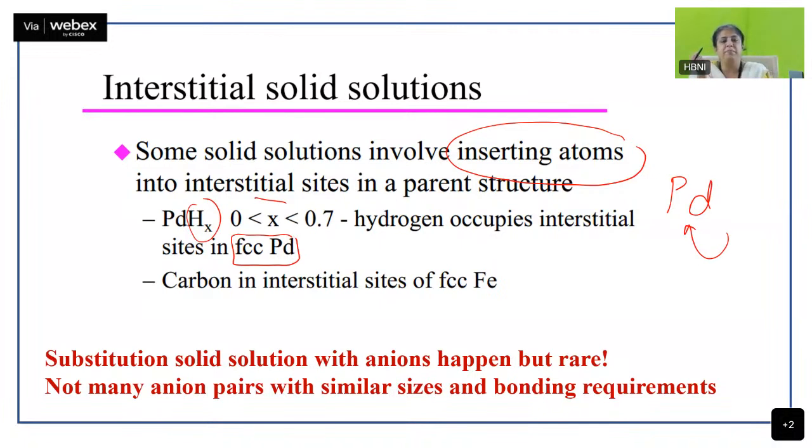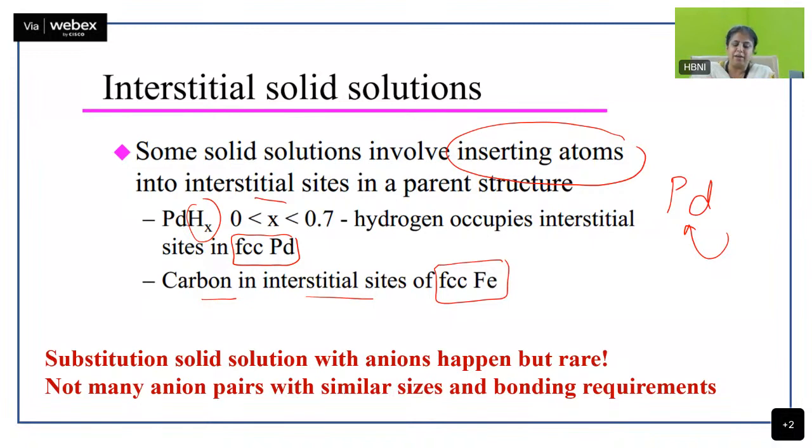A very common example that you come across in your daily life many a time a day is steel, stainless steel. What is it? It is nothing but carbon sitting in the interstitial sites of FCC iron. Okay. Good. So these are about the two simple solid solutions.